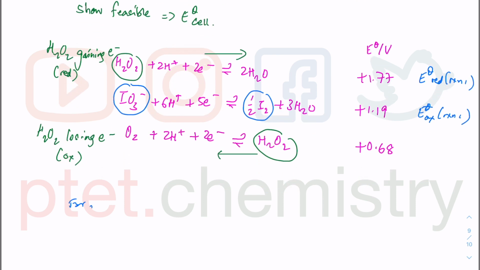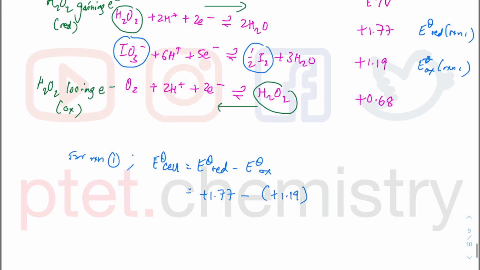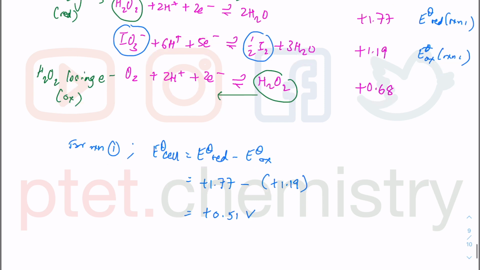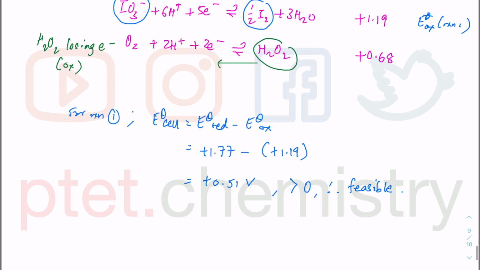So for reaction 1, I can see that E cell is equal to E-red minus E-ox, something you have learned in your syllabus anyway. So it's just about reading this question. So plus 1.77 minus plus 1.19, and you could do that and you will get plus 0.51 volt. So we can see that this is greater than 0, therefore feasible, or you can say spontaneous, it's the same thing.